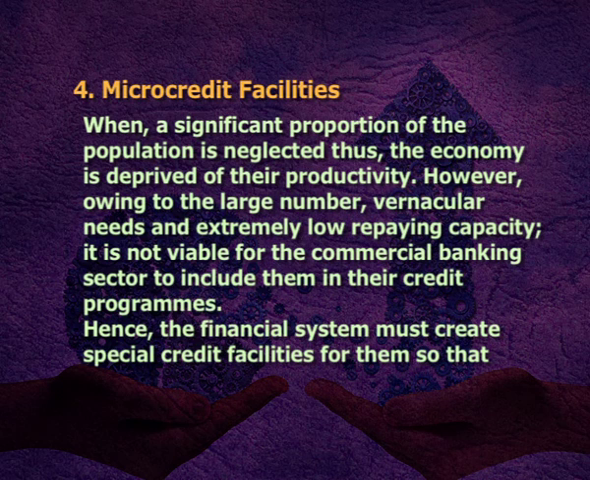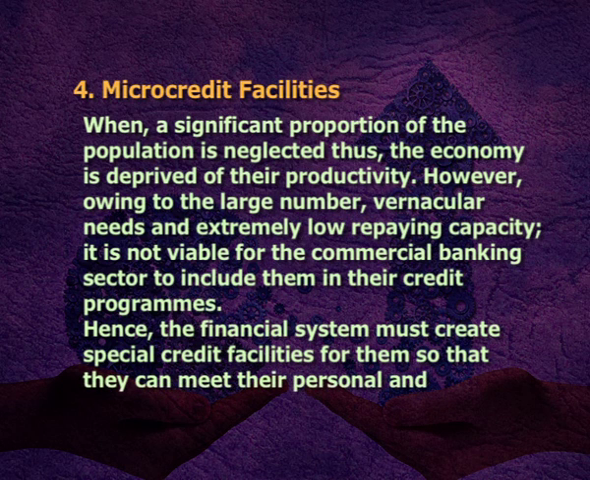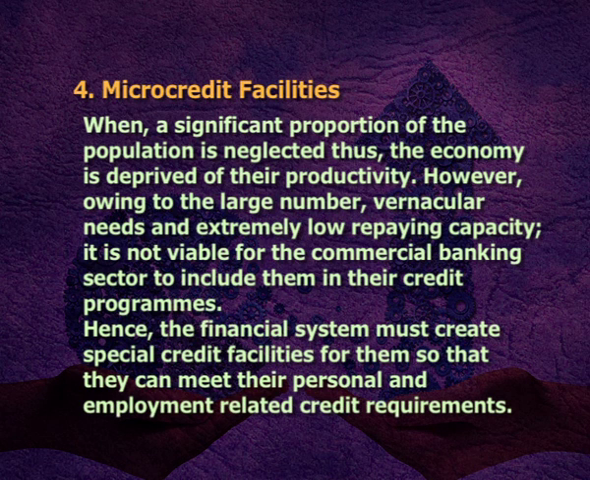Hence, the financial system must create special credit facilities for them so that they can meet their personal and employment related credit requirements. Developing countries have thus created micro credit facilities for them. Muhammad Yunus created the Grameen Bank in Bangladesh to give microcredit to community groups who would then help themselves to seek work and develop their community and their village. Yunus and the Grameen Bank were jointly awarded the Nobel Peace Prize in 2006 for their efforts to effect economic and social development from below through microcredit.